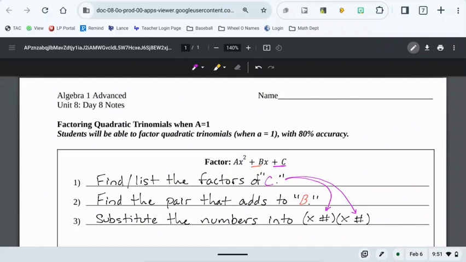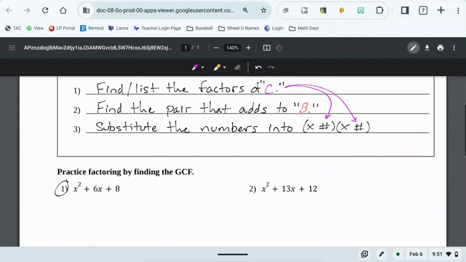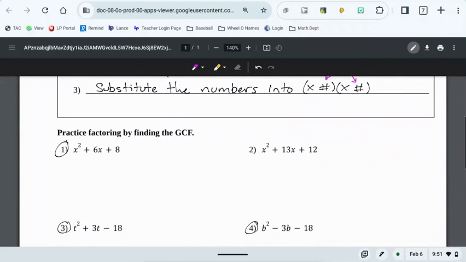So again, this is a process step by step. You can come back to this step-by-step process as you move forward if you're needing some assistance. But this also will make a little bit more sense as we go through some examples. So without further ado, let's take a look at the first example.